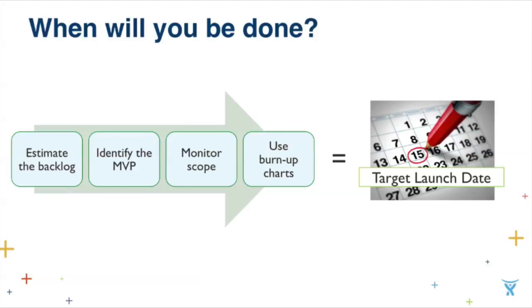Once the team establishes a velocity, it could take a couple sprints, we can then project when we think we'll have finished that number of points for our MVP. It gives us our initial date.